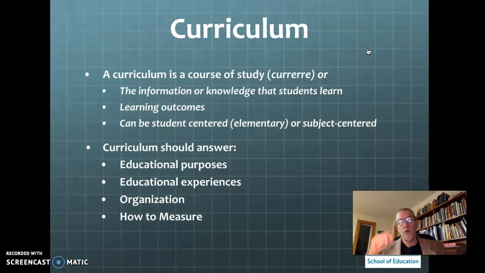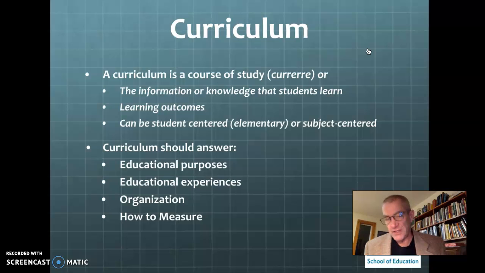Now, what it really needs to make sure it does is fulfill the requirements of the school or of the state or the district where you work. So you have to make sure that the curriculum fulfills those needs. It has to be organized. It also has to include the measure of its success.